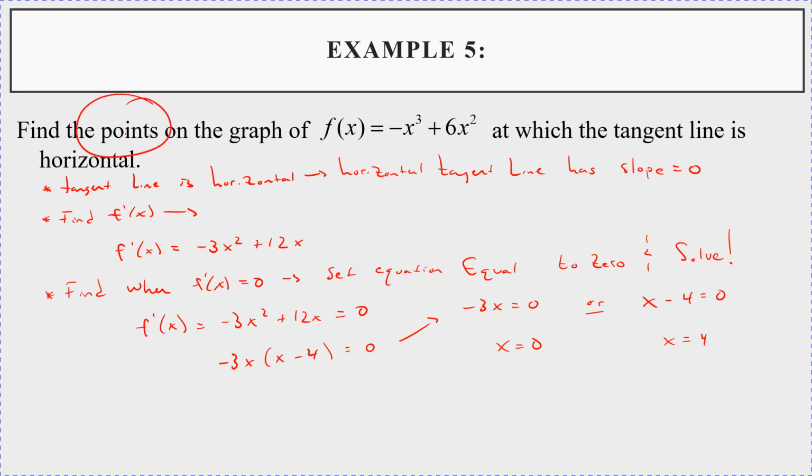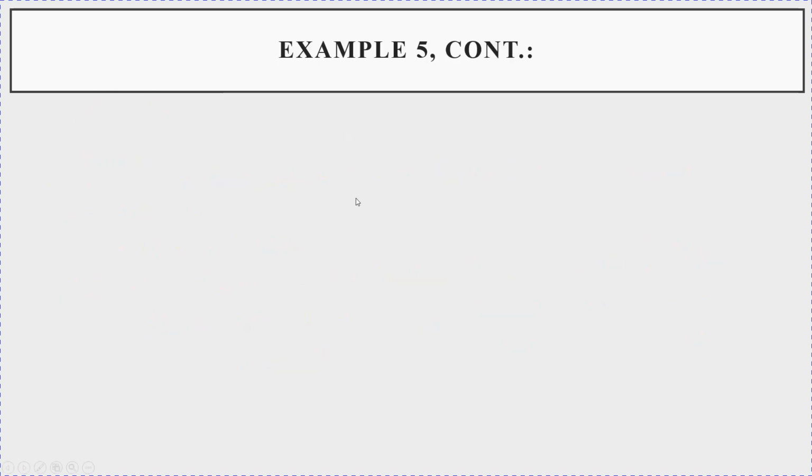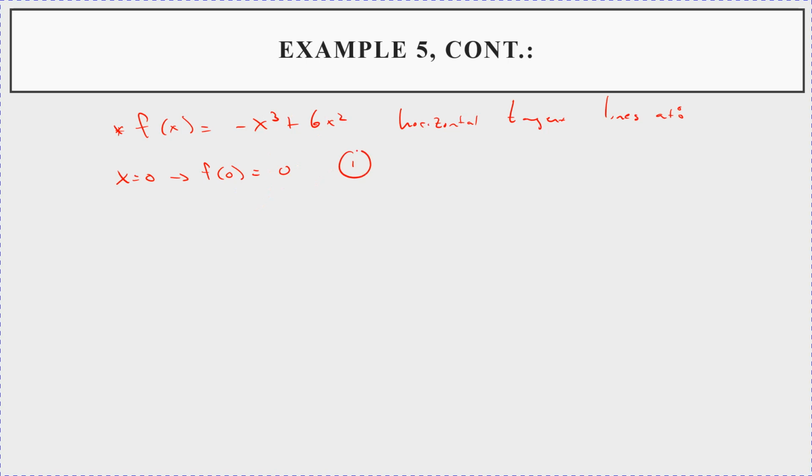All right, so what it asks, though, you have to be careful of. It asks to find the points. So f of x here was equal to minus x cubed plus 6x squared. And you have horizontal tangent lines at x is equal to 0. So plugging in 0, f of 0 here, you should get 0. So one point is at the point 0, comma 0.